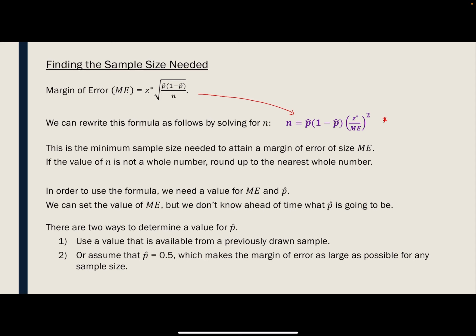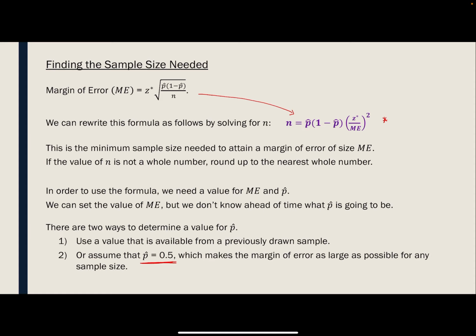And then finally, a quick note about p hat. Sometimes we have a former p hat. There's a sample that was taken before, but maybe it was too small or too big, but we have an idea of where p hat might be. Then we're going to use that as an approximation. But there are other times when there is no previous sample. And when there's no previous sample, we're always going to use a p hat of 0.5.